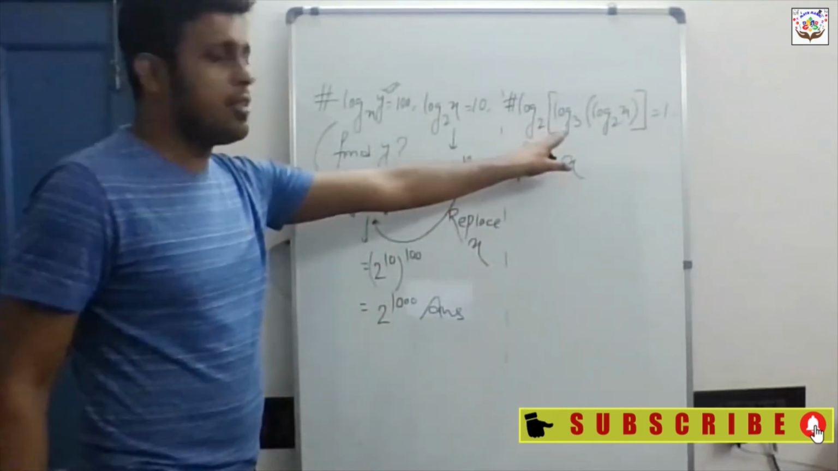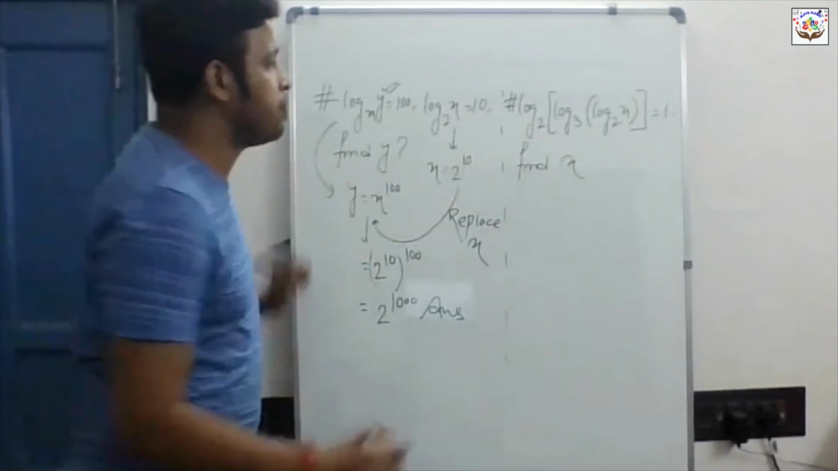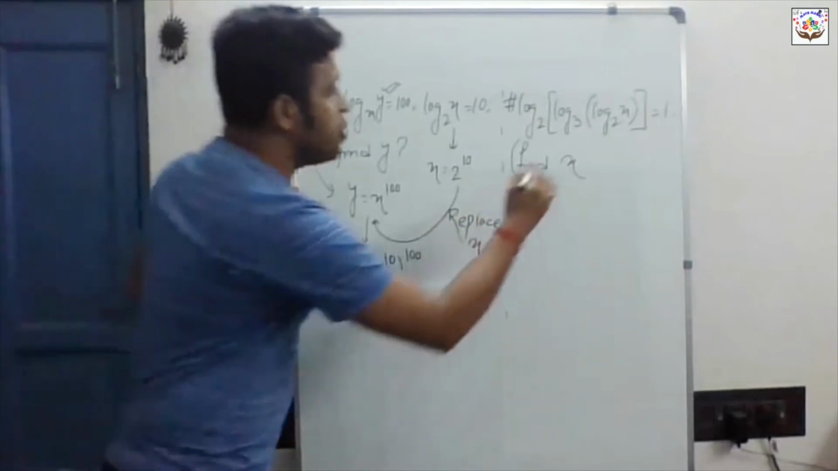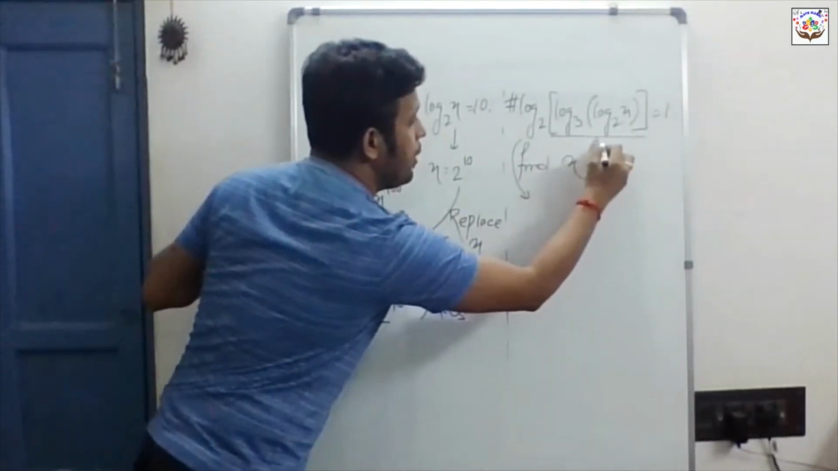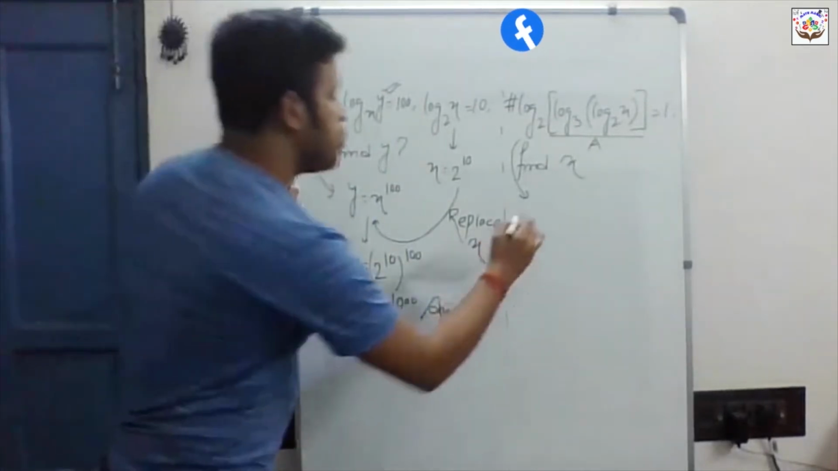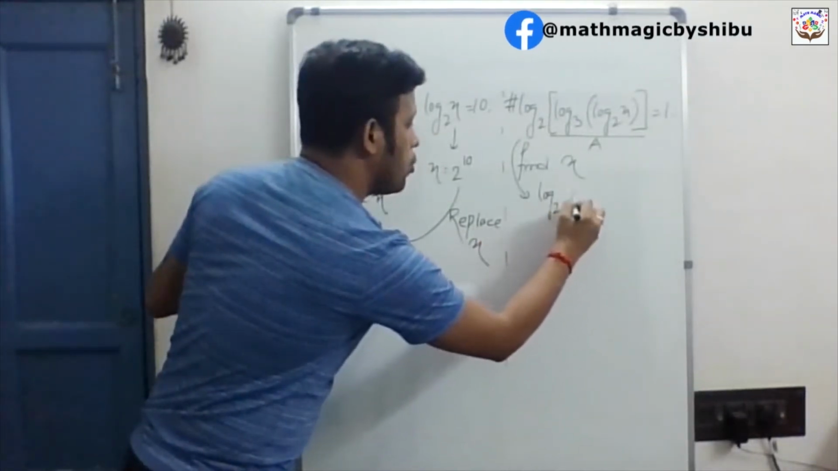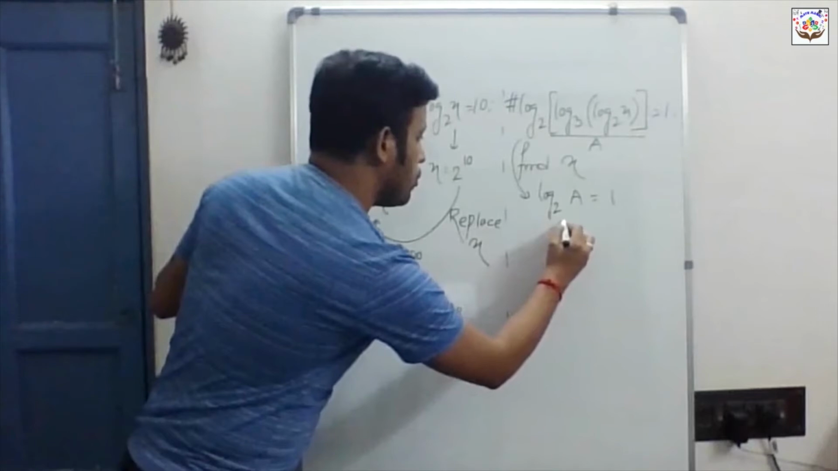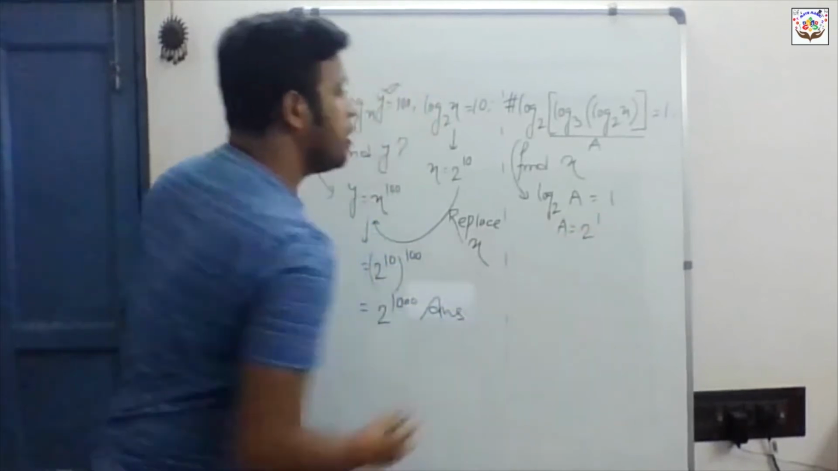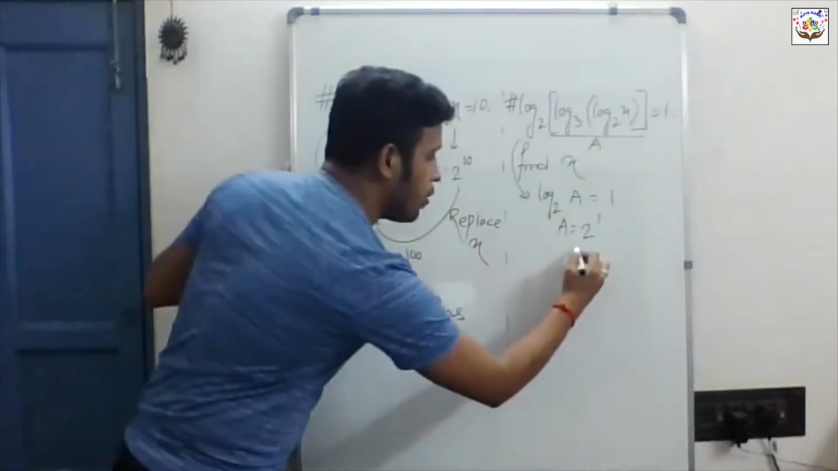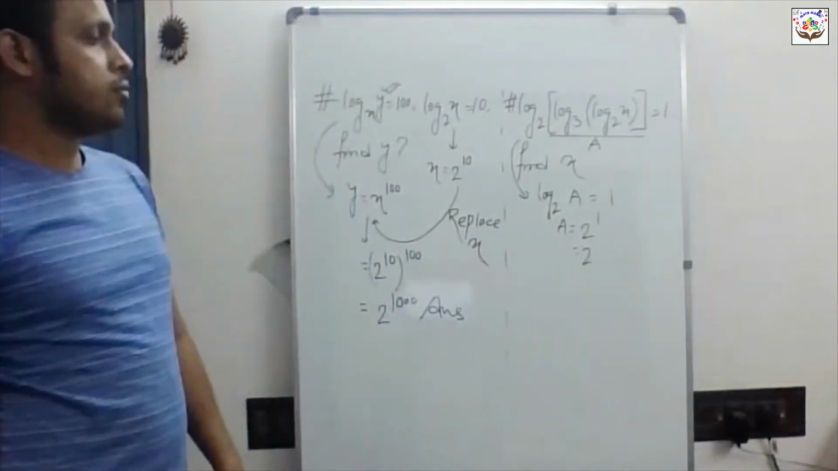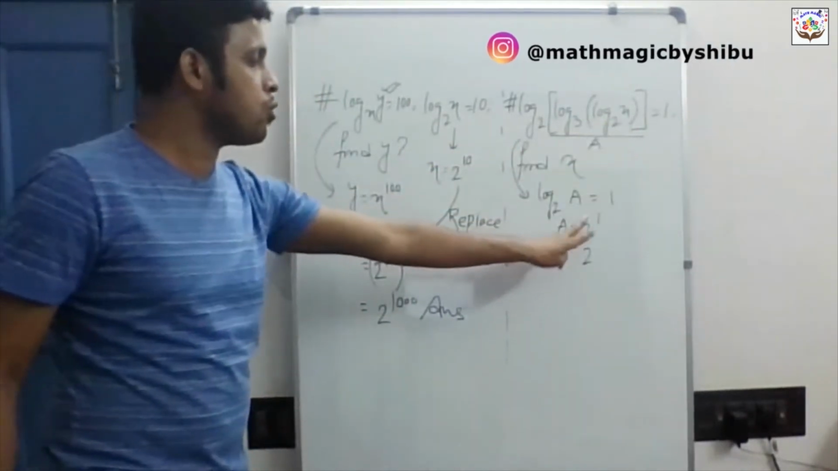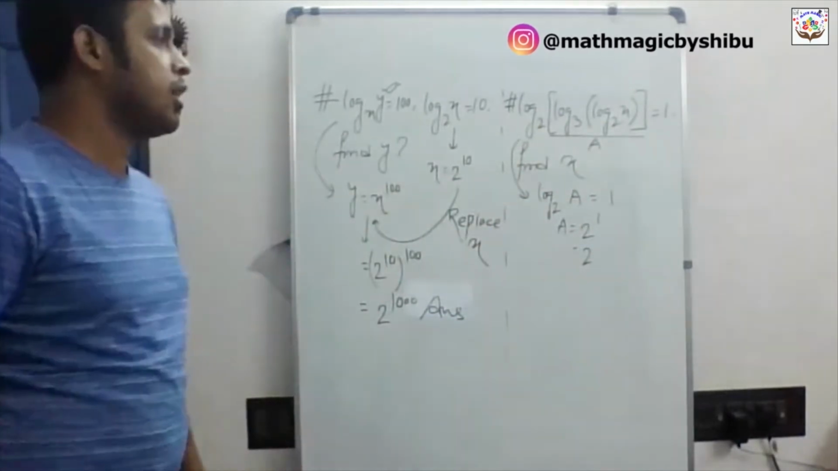Now let us start to solve this problem. Assume this as capital A. So we can write log base 2 of A equals 1, is it? So A will be equal to 2 to the power 1, that means equals 2. Right? So log base 2 of A equals 1, that means A equals 2 to the power 1, that means A equals 2. Clear?